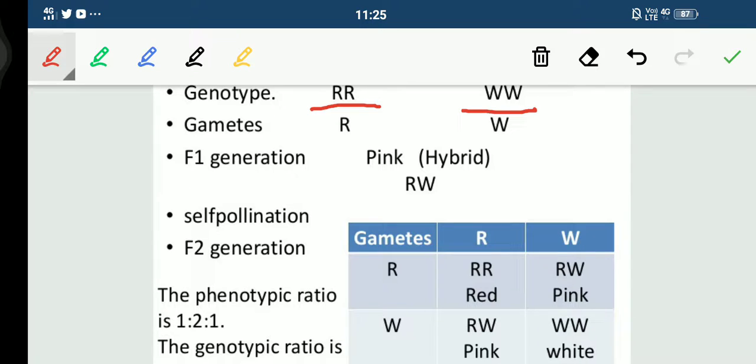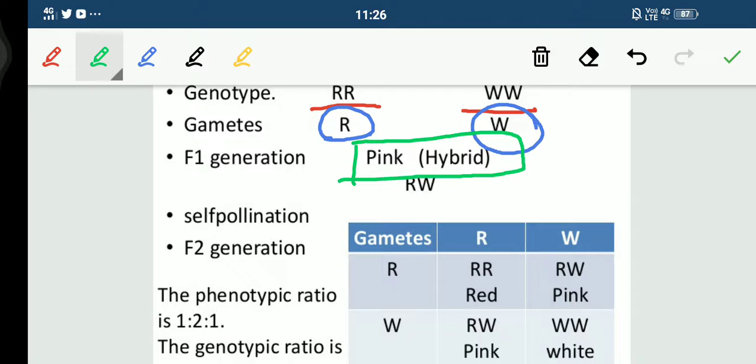Now, that is the parent generation. When they are fused together, the capital R is the gamete of the red parent, and the capital W is the gamete of the white parent. So what is formed here? You can see here, students, the thing that is formed is the pink color. It is neither red nor white, but something in between. This is what the pink color is. I hope I am clear, students.